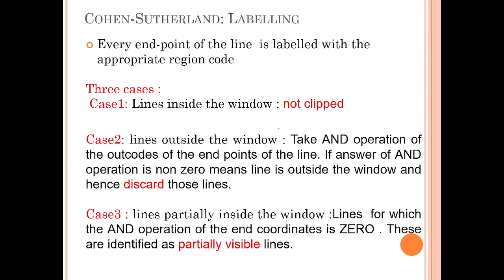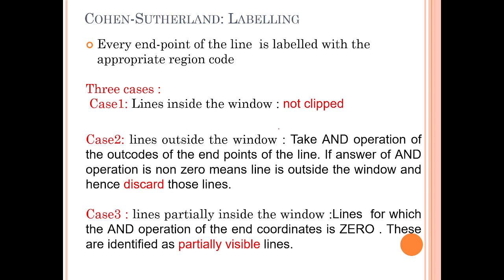See, every endpoint of the line is labeled with the appropriate region code. There are three cases. First, lines inside the window cannot be clipped. Case 2, line outside the window: take the AND operation of the outcodes of the endpoints of the line. If the answer of the AND operation is non-zero, the line is outside of the window and hence we discard that line. Case 3, lines partially inside the window, that is lines for which the AND operation of the end coordinates is 0.